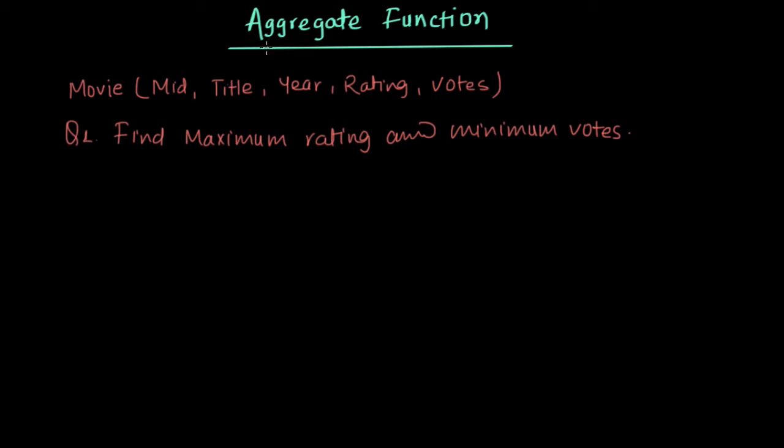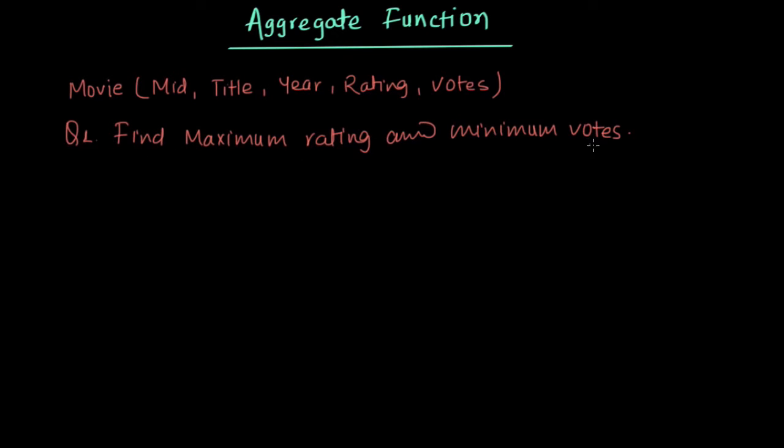In the last video, we understood the basics of aggregate functions and when we use them. In this lecture, we will do some practical queries using these aggregate functions. I have already shared the database where we have a movie table with attributes MID, title, year, rating and votes.